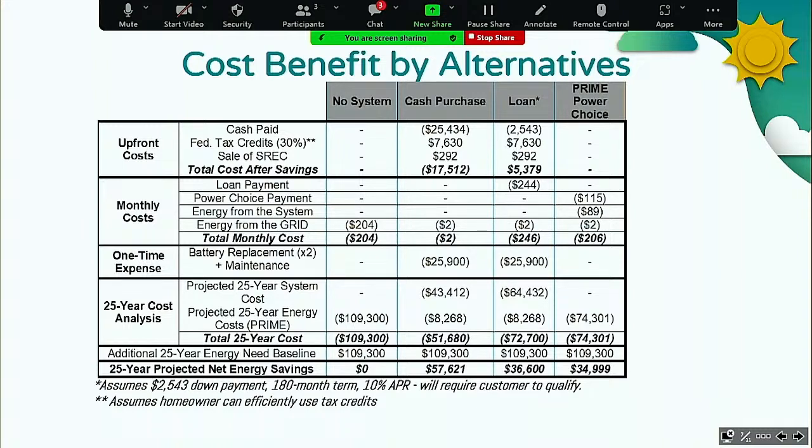Finally, the fourth scenario looks at the Prime Power Choice program. This program captures the monthly fee of $115 per month to participate in the program, along with the associated energy rate of approximately 14 cents per kilowatt hour with a 1.9% escalator over the 25-year period. The program participant experiences $35,000 in savings, all through a no upfront cost, no credit check program. As we can see, this program may not be the best solution for everyone. However, it does provide a solution for those without an abundance of cash on hand or credit needed.